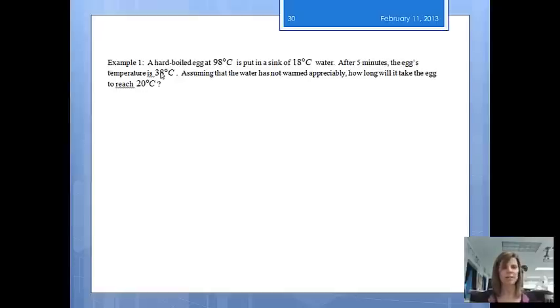Since we know that the egg is cooling, we will go ahead and write down that formula that we will just appreciate the calculus behind.